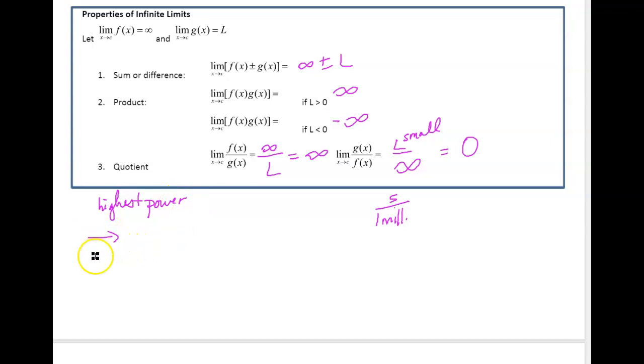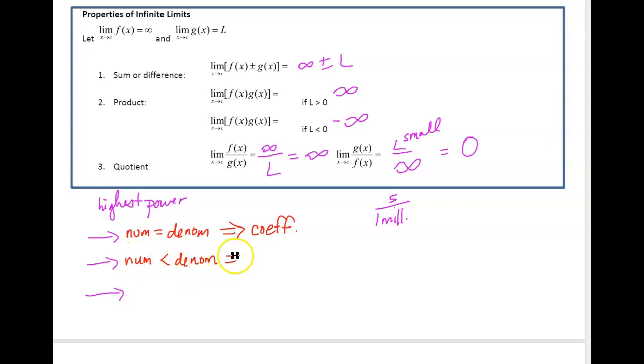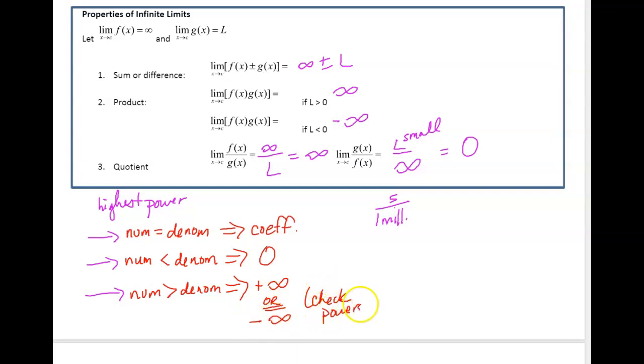I'm going to come up with 3 of my own rules. They're not really my own. I learned this when I took calculus, but if the numerator power is the same as the denominator, then you're going to use the coefficients. That's your limit because it's the ratio of those. If our numerator is smaller, we get 0. And if our numerator is larger, we get either positive or, I like to write it, or negative infinity. And you want to check the powers. This will make more sense on the problems.